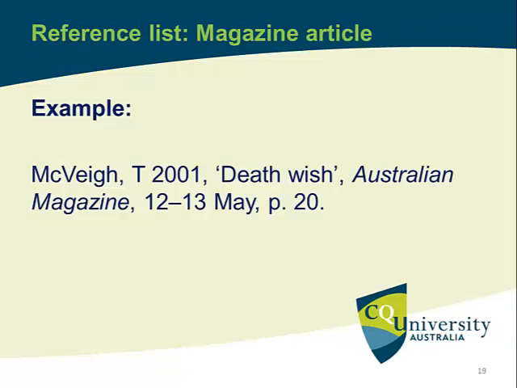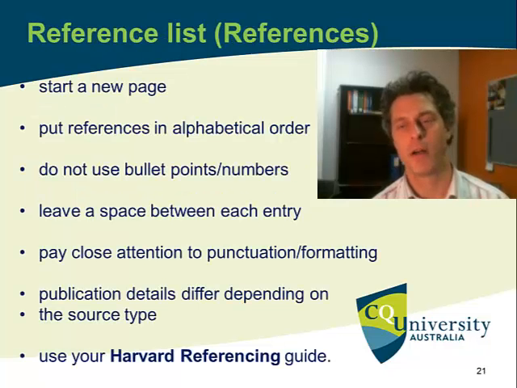Okay, referencing magazines, it's really a combination between books and journals. Again, surname, initial, year, comma. Death Wish is the title of the article in the magazine, in inverted commas, and the magazine is in italics. And then you give the month, the date that the magazine was published between, and the page number that the article started on. Okay, again, very simple, very quick to reference.